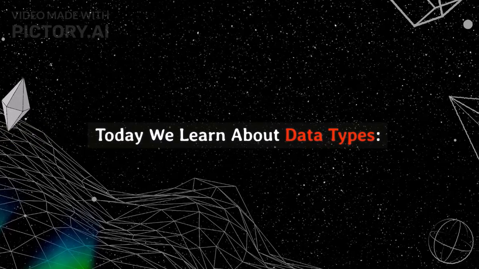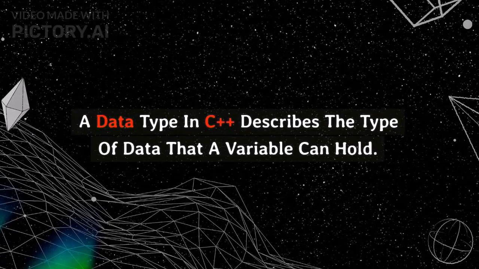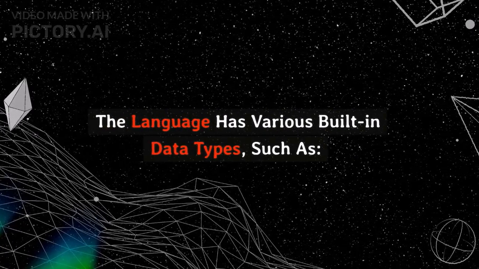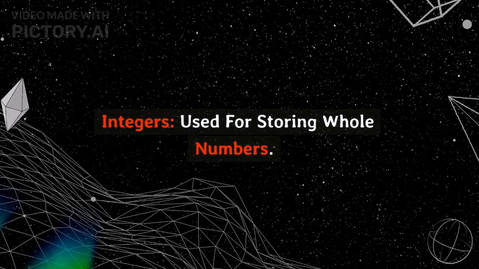Today we learn about data types. A data type in C++ describes the type of data that a variable can hold. The language has various built-in data types, such as integers, used for storing whole numbers.